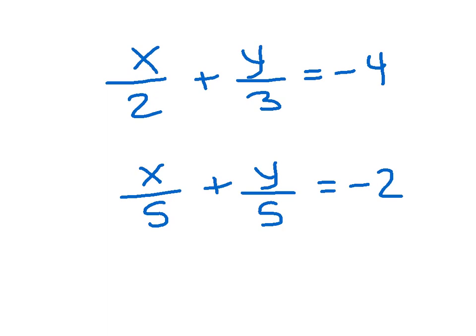All right, so your practice problem is the following. Solve the following system. x over 2 plus y over 3 equals negative 4, and x over 5 plus y over 5 equals negative 2.